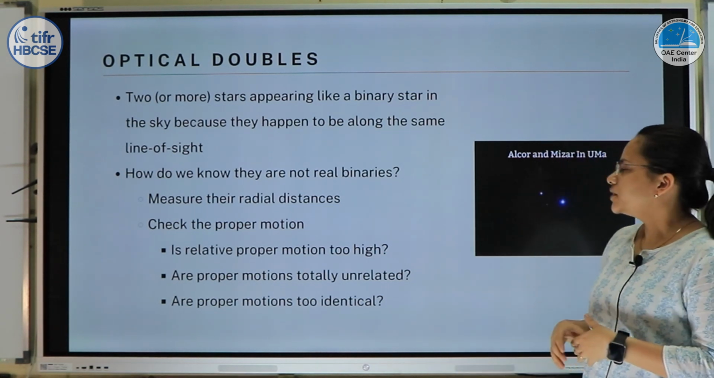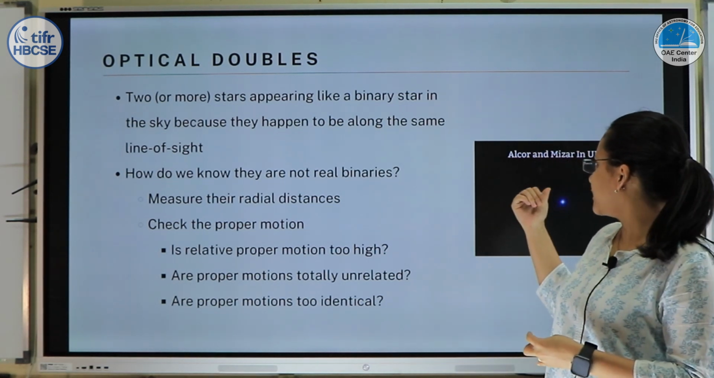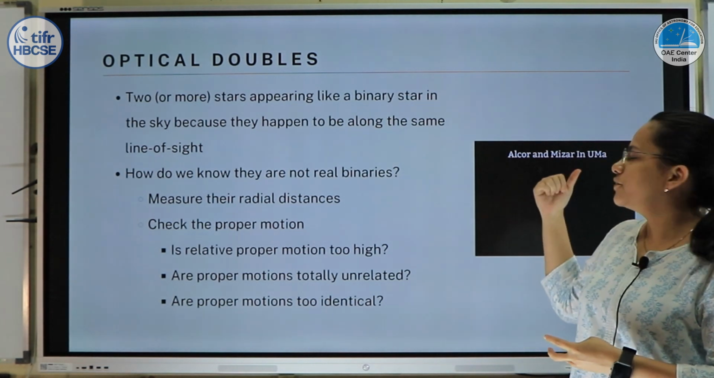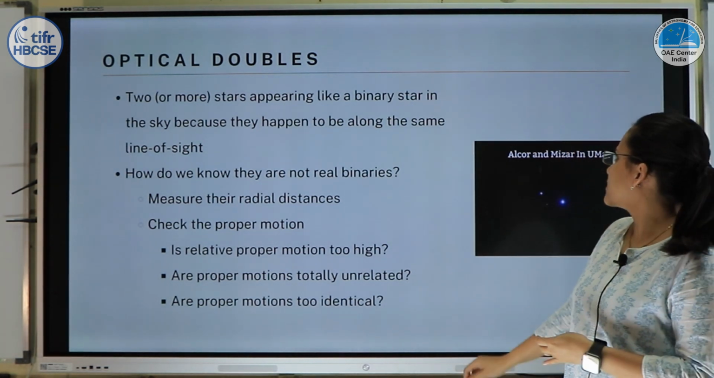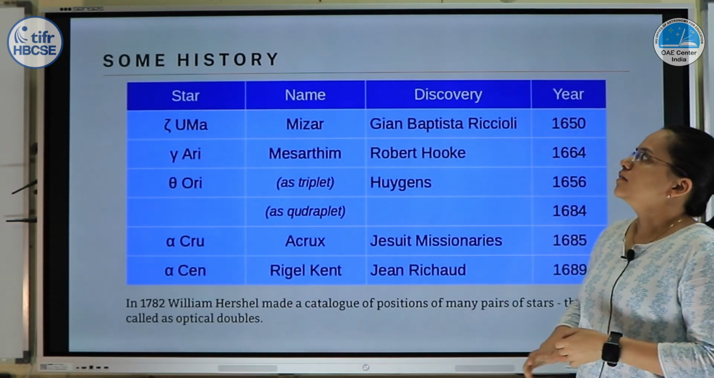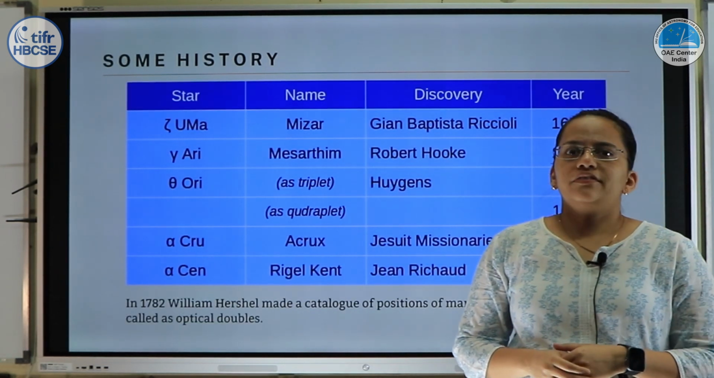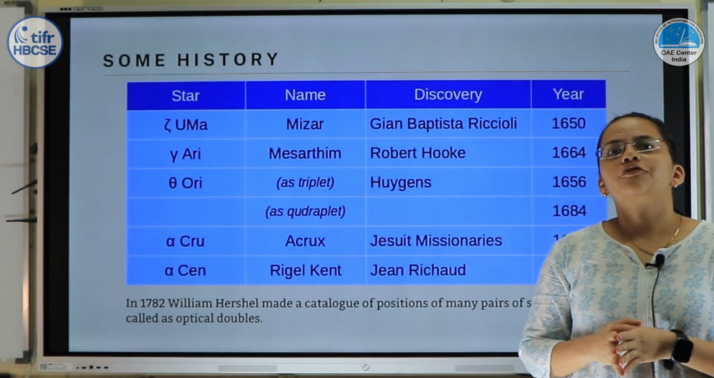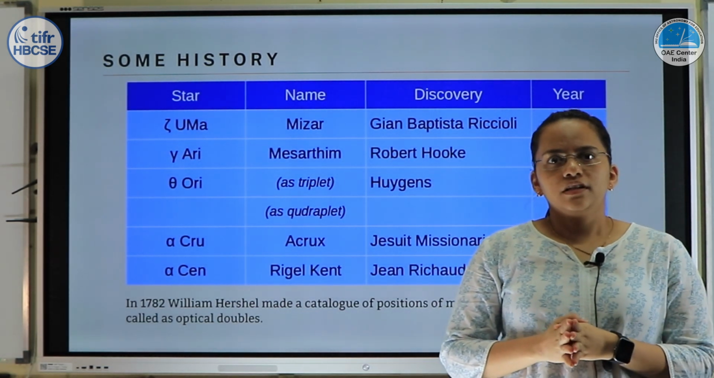So as you can see in this image, this is Mizar and Alcor. The brighter one is Mizar, the fainter one Alcor, in the constellation of Ursa Major. Mizar and Alcor is a very famous example, and this was the first binary star to be observed.